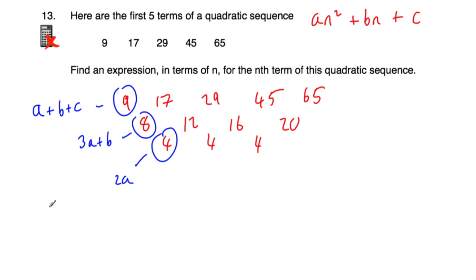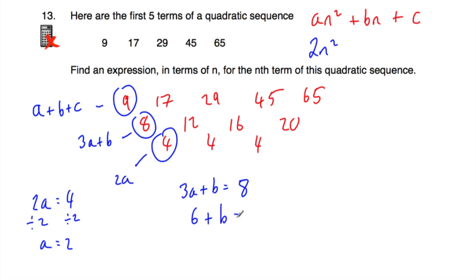So in terms of our second differences, we've got 2a is equal to 4, and if we divide by 2 and divide by 2, we get that a is equal to 2. So in this case, it's going to be 2n squared. Next, if we look at our first difference, we've got 3a plus b is equal to 8, and we know that a is equal to 2, so 3 times 2 is 6, plus b is equal to 8. So if we take away 6 and take away 6, we'll get that b is equal to 2. So it means that b is equal to 2 as well.